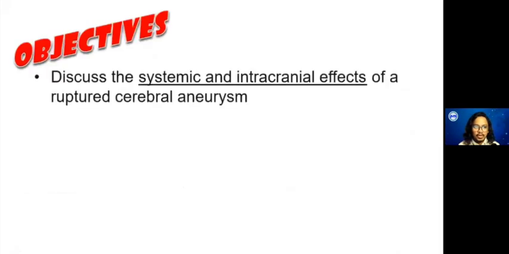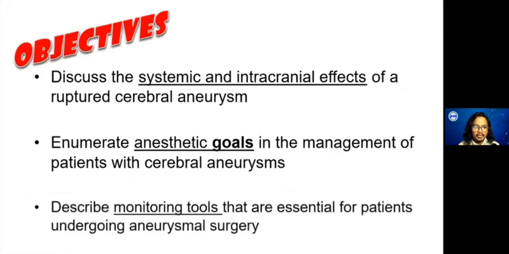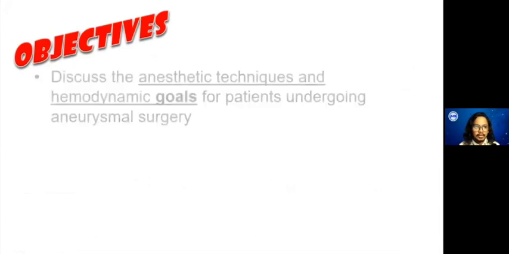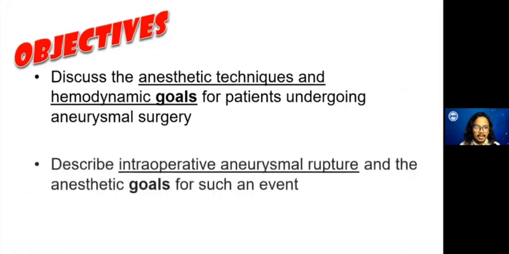This afternoon, we aim to discuss the effects of ruptured cerebral aneurysms. We then proceed to enumerate the goals in the management of patients with cerebral aneurysms. Next, we describe essential and hopefully available monitoring tools for patients undergoing surgery. We will also be discussing anesthetic techniques and goals for patients, and then focus on the goals and management of an intraoperative aneurysmal rupture. To start with, here are a few concepts.